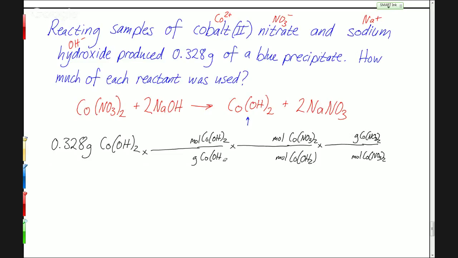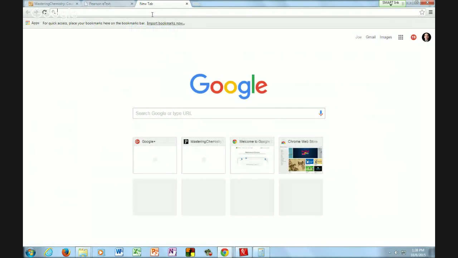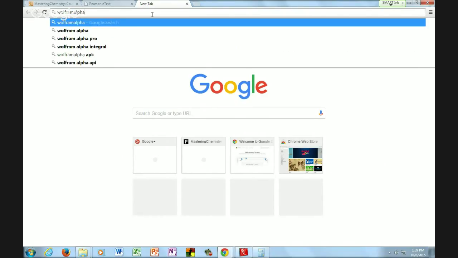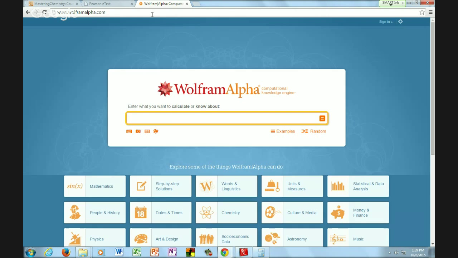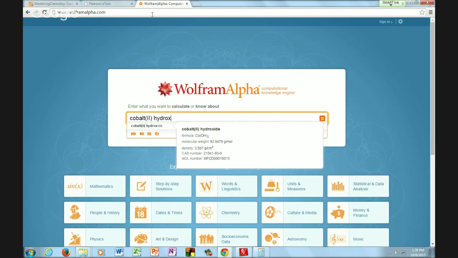Oh, whoops, I wrote this wrong. I want to show you a little shortcut, if this works. When you're doing these kinds of calculations, obviously you want to know how to calculate a molar mass by adding these things up, but we've done that a bunch. There's a great website called Wolfram Alpha that can do some of these things. So you could type in cobalt 2 hydroxide. We don't even have to finish typing it, and it tells us the molecular weight is 92.9 grams per mole. So it adds it up for you.